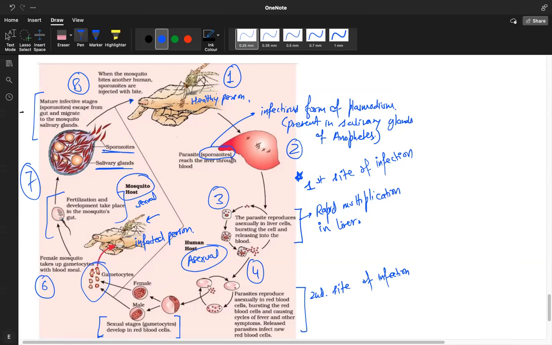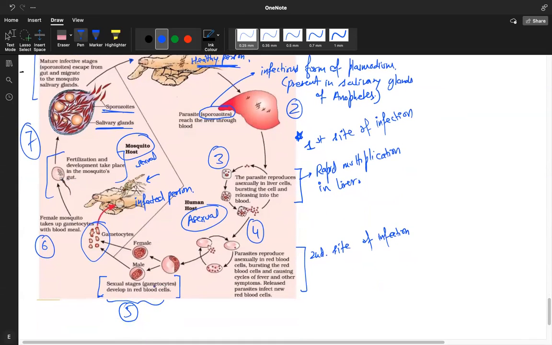This was a neat question. Sporozoites enter the healthy person to create the disease. But where is it formed? Inside the mosquito. Yes, exactly. And gametocytes enter the mosquito salivary gland to do sexual reproduction, but where is it formed? In the human RBC. Do you understand?